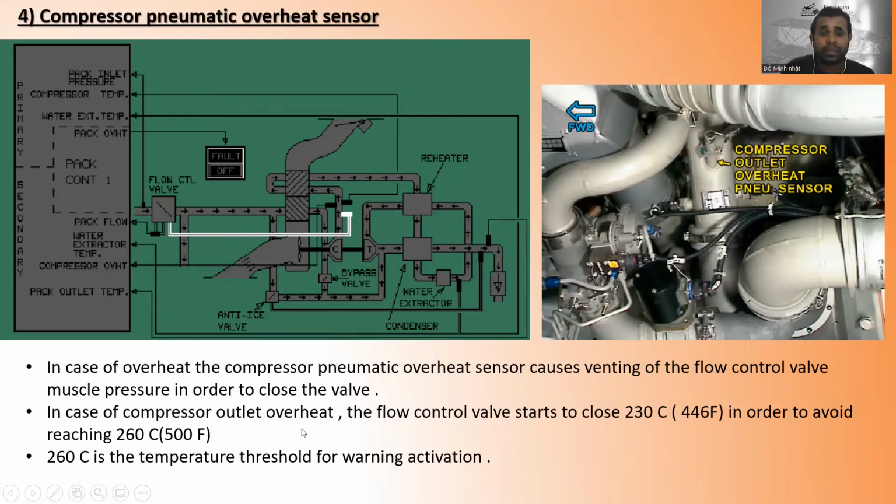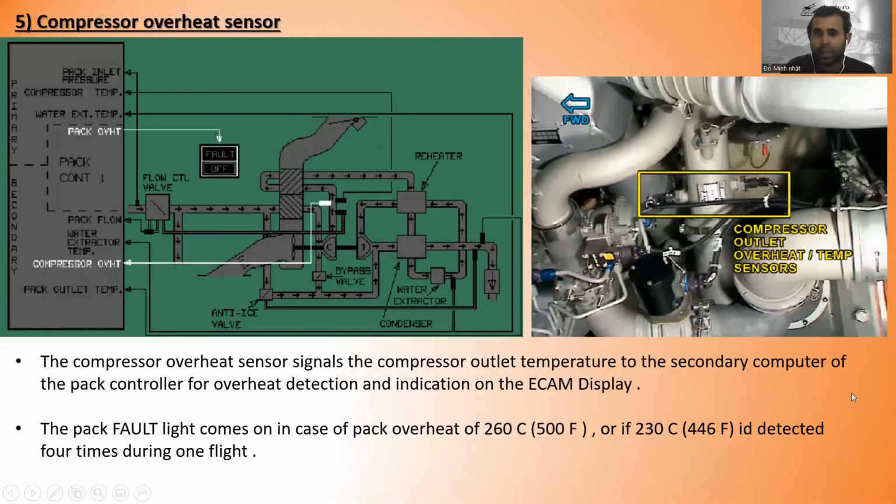So in case of compressor outlet overheat, the flow control valve starts to close at 230 Celsius or 446 Fahrenheit in order to avoid reaching 260 Celsius or 500 Fahrenheit. So 260 Celsius is the temperature threshold for the warning activation. All right. Okay, so now let's go to the compressor overheat sensor.